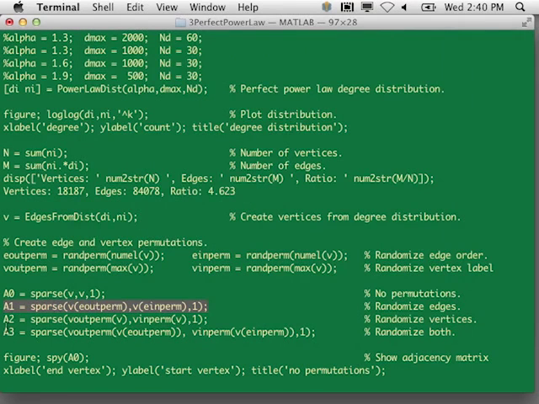So moving on here. Now we're just going to permute the vertex labels. So we are not permuting the edges, just the vertex labels.